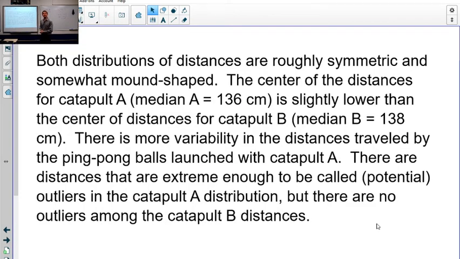Here's the answer that AP gave. The first thing it talks about is the shape. Both distributions are roughly symmetric and somewhat mound-shaped. That's a description of shape. The center, it got the median for A being 136 and the median of B being 138. So it's saying that the center is slightly lower for A than it is for B.